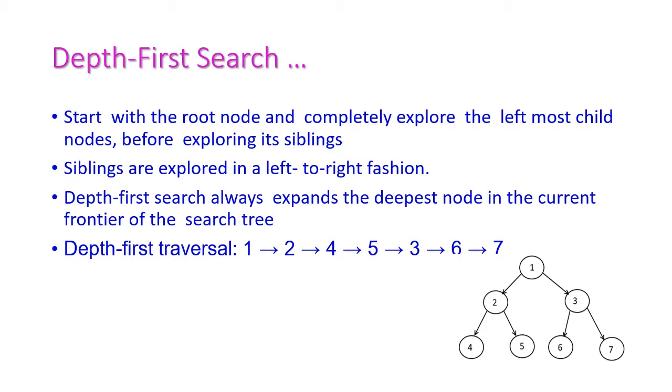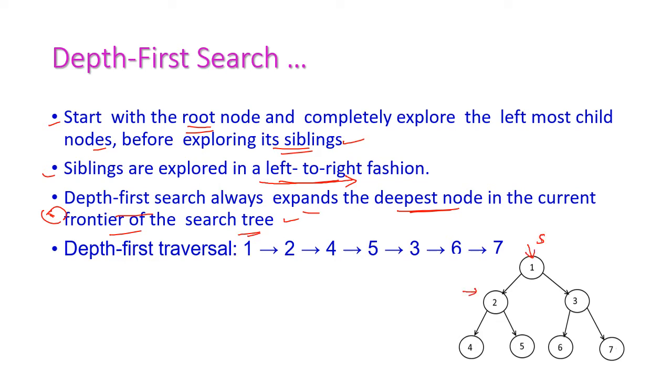The depth first searching algorithm starts with the root node and completely explores the leftmost child nodes of all the leftmost branches before exploring its siblings, and the siblings are explored in left to right fashion. In this direction only all the siblings will be explored, and this is the important one. Depth first searching always expands the deepest node in the current frontier of the search tree, and this is an example tree, and this is the start node.